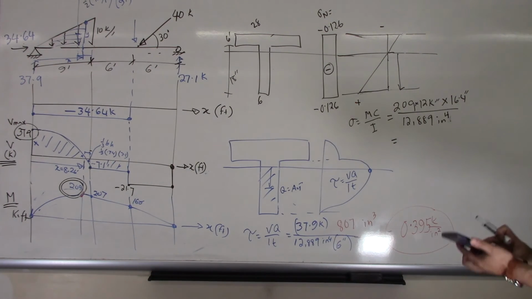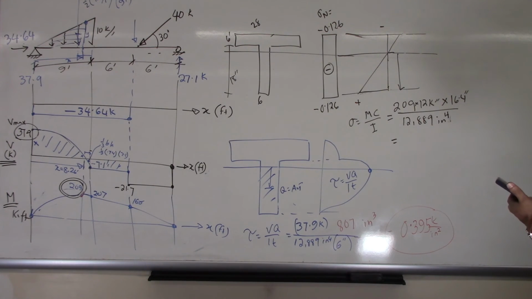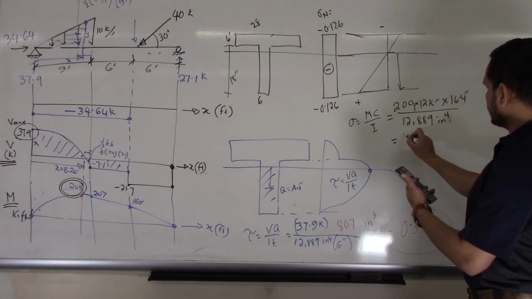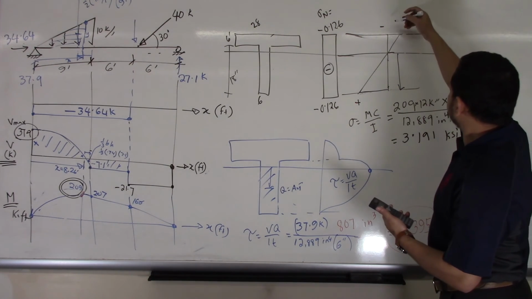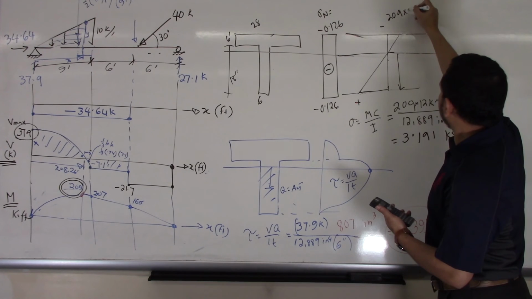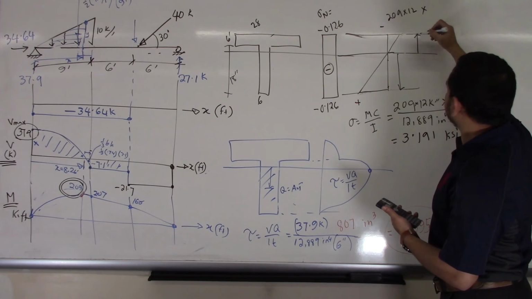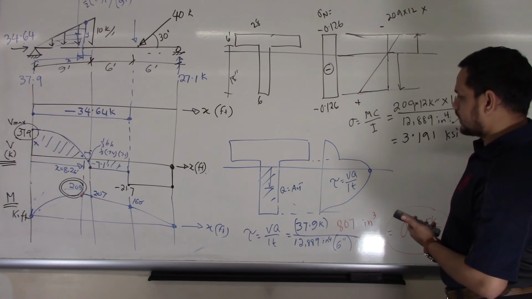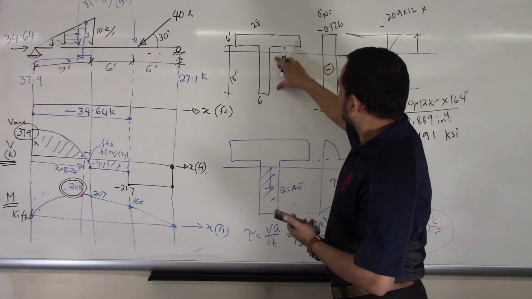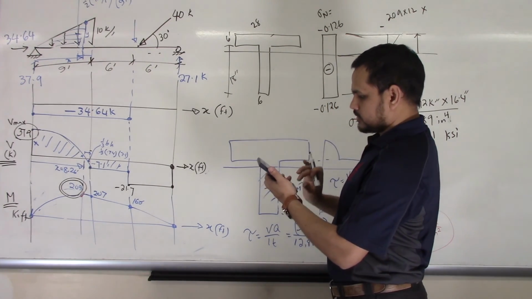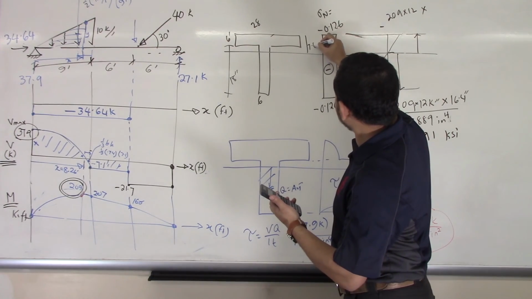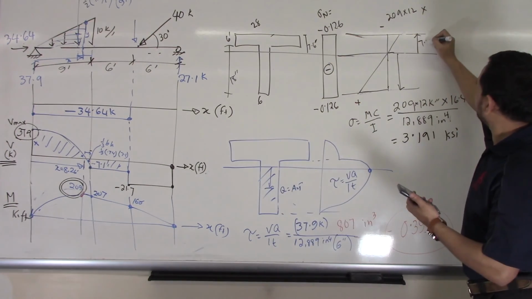So if I do the calculation, 209 times 12 times 16.4 divided by 12,899. If everything is good, I found 3.191 ksi. What is the value here? 209 times 12. What is this distance? Total is 24. 24 minus 16.4. That means this distance is 7.6 inches.